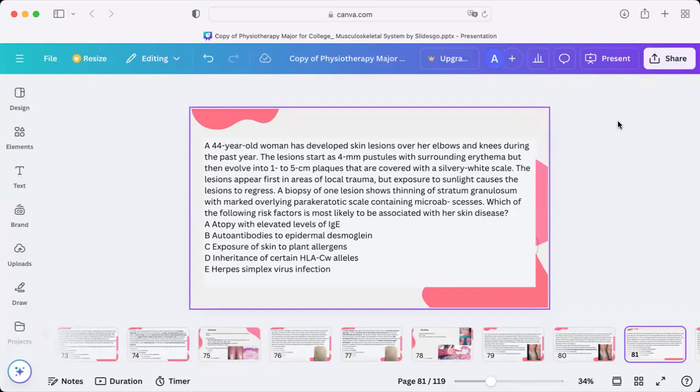Again, extremely low yield, extremely annoying question. I found it on the slide though, and I found it in Robbins Pathology.